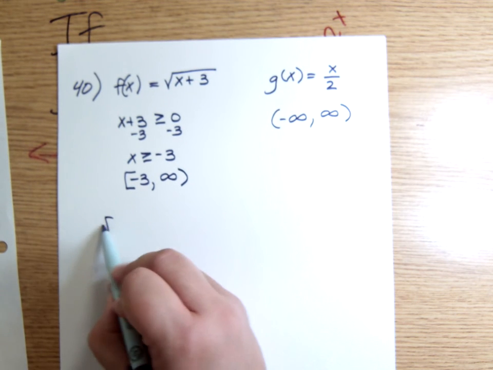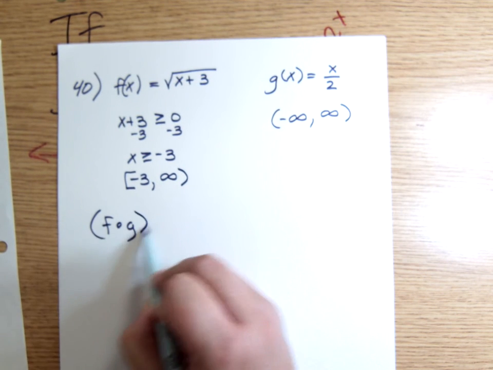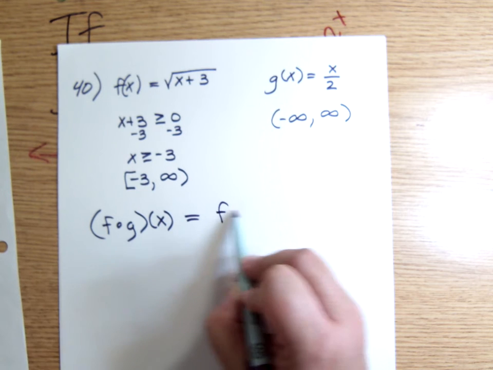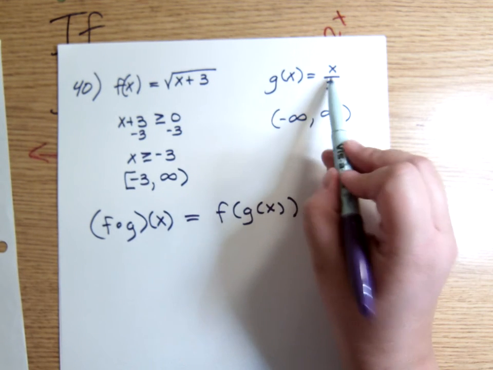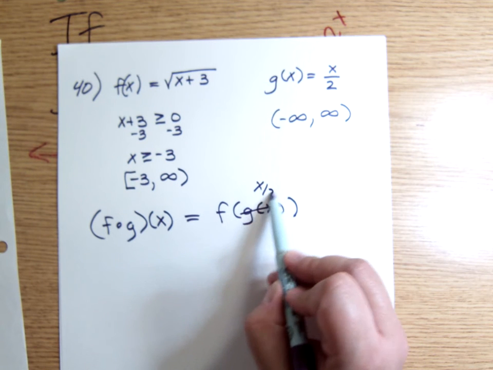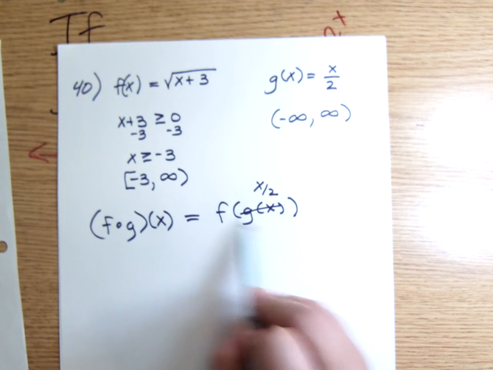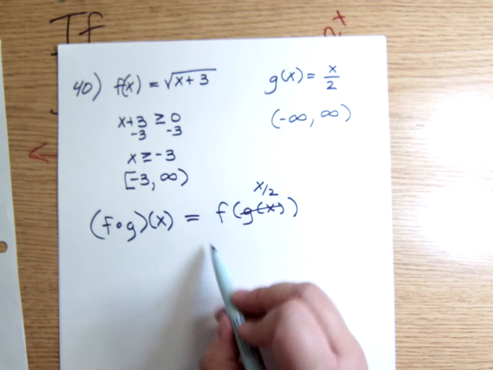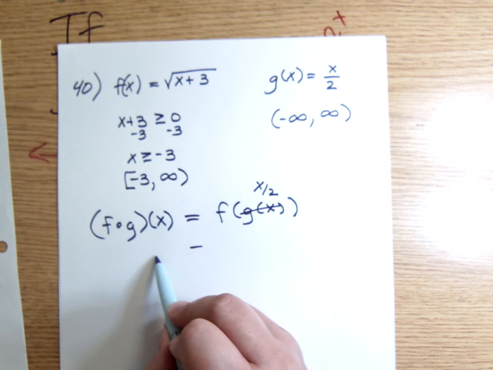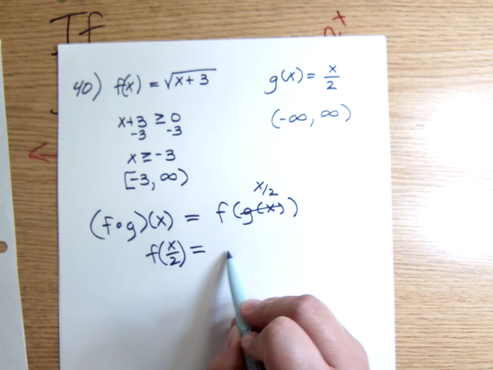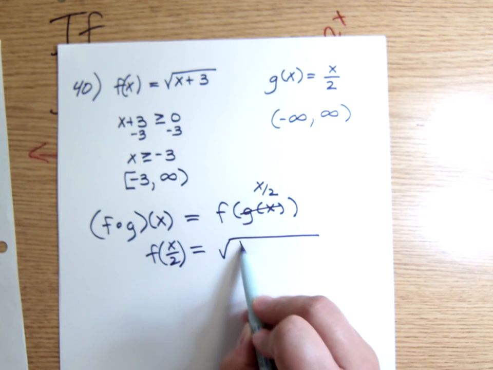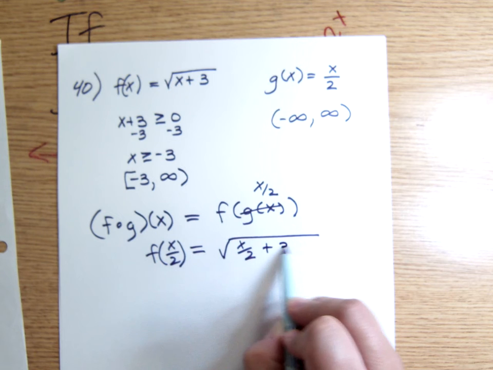So f of g looks like this, and we always rewrite it like this. It means I'm going to take whatever g is, it's x over 2, and plug it in as the x, or in place of x, in the f of x function. So f of x over 2 equals the square root of x over 2 plus 3.